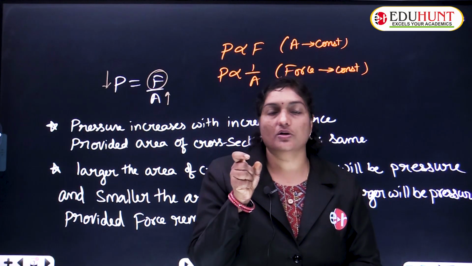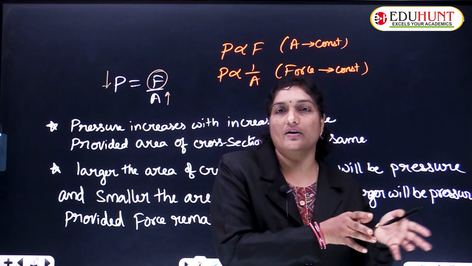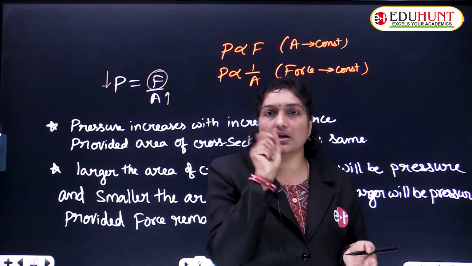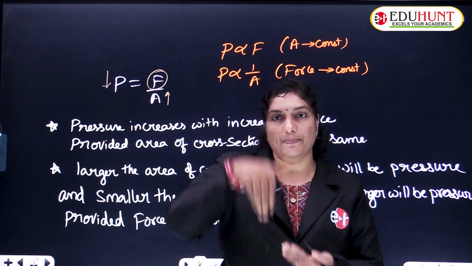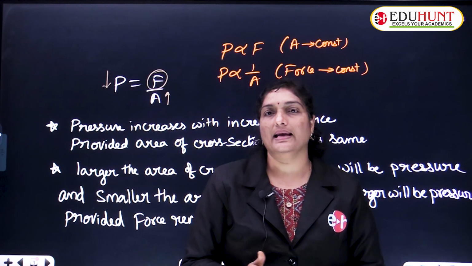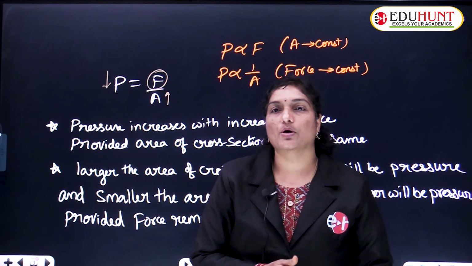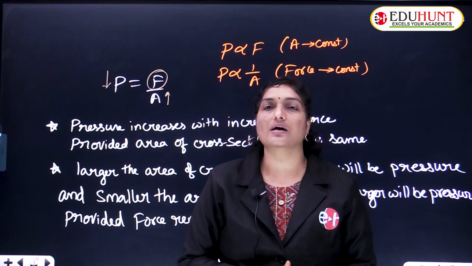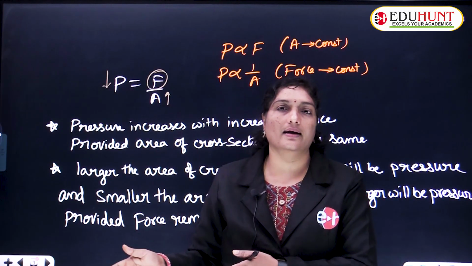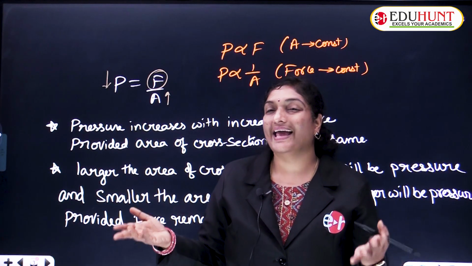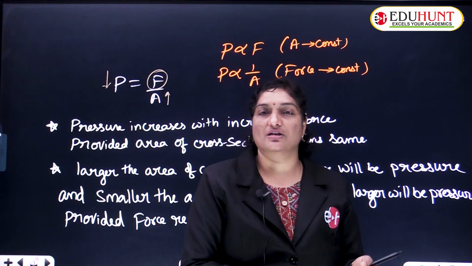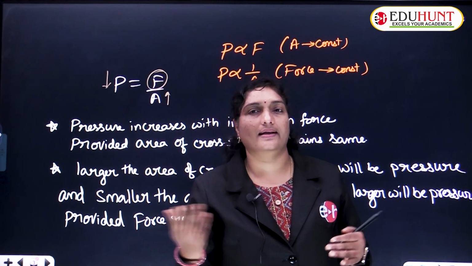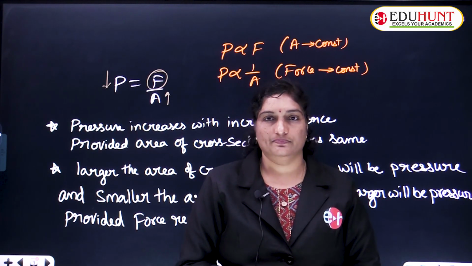Whereas, if you observe the foot of a donkey or a horse, it has small cross-sectional areas. So, for small cross-sectional areas, the pressure exerted on the surface will be larger. Among the three, horse, donkey and camel, which one exerts less pressure? Camel exerts less pressure, whereas horse and donkey can exert larger pressure.